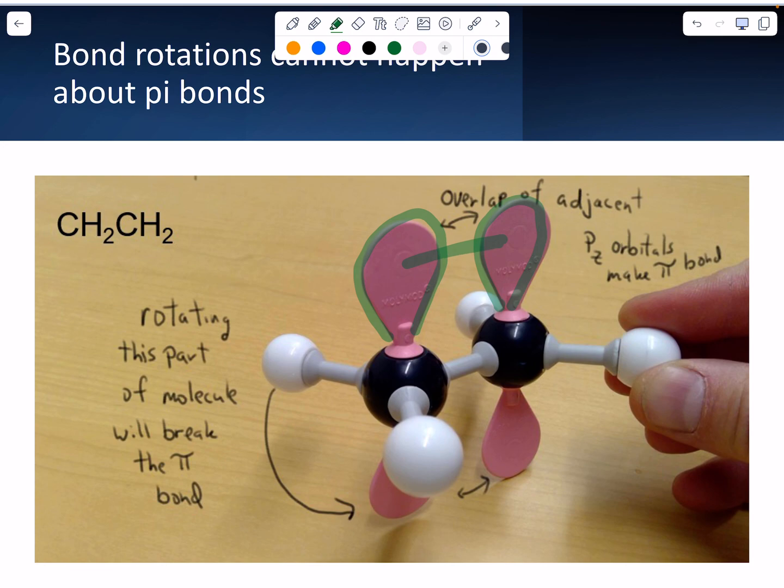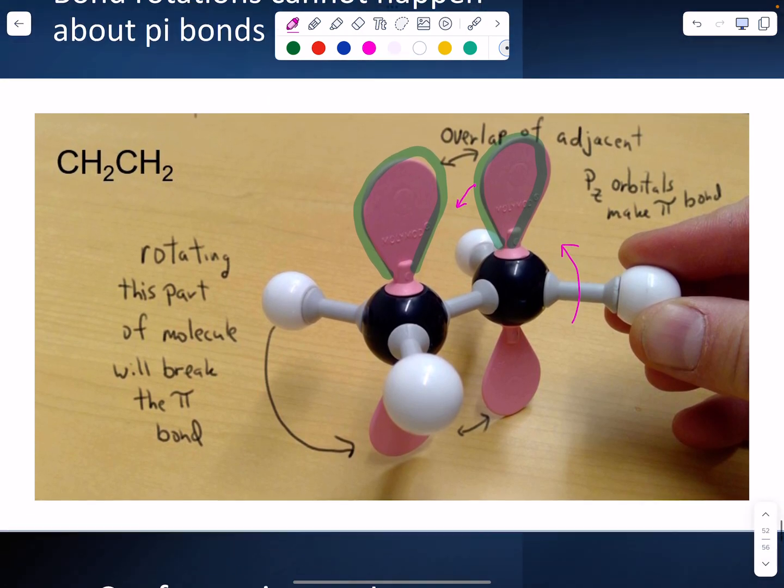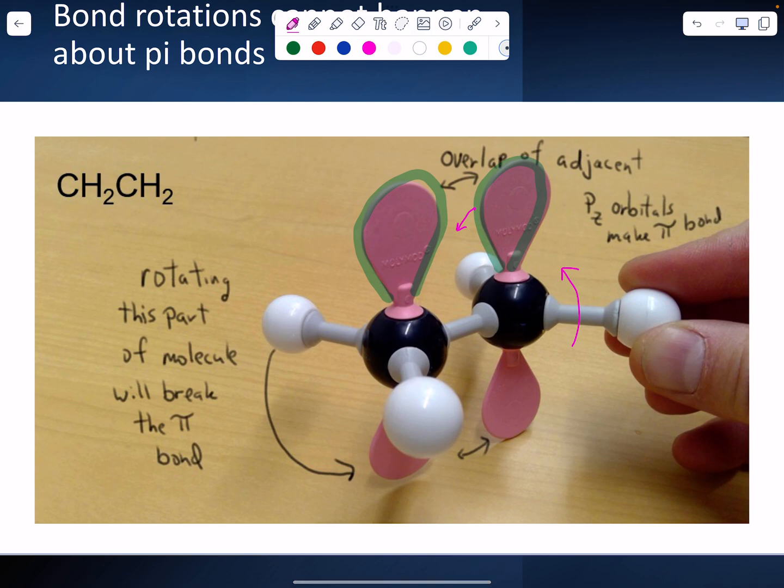Okay? And so if I rotate this one, this orbital is going to move away from the one that it's overlapping with. So when I say breaking that conjugation or breaking that overlap between the pi bonds, that's what I mean. If I'm moving this, then I can't overlap with that one, and I can only overlap with another one when I finish a rotation that moves me back into position.